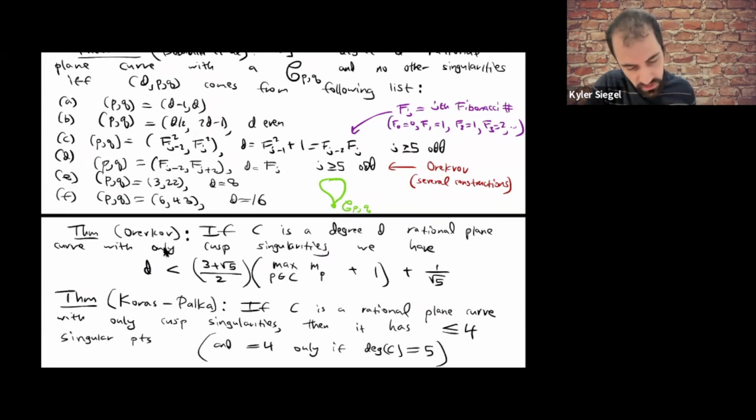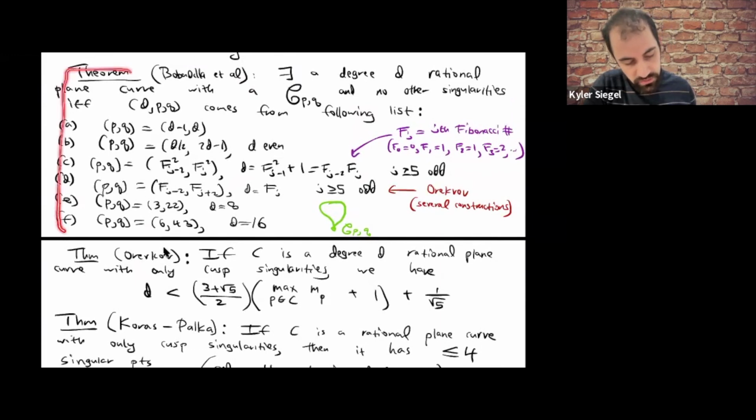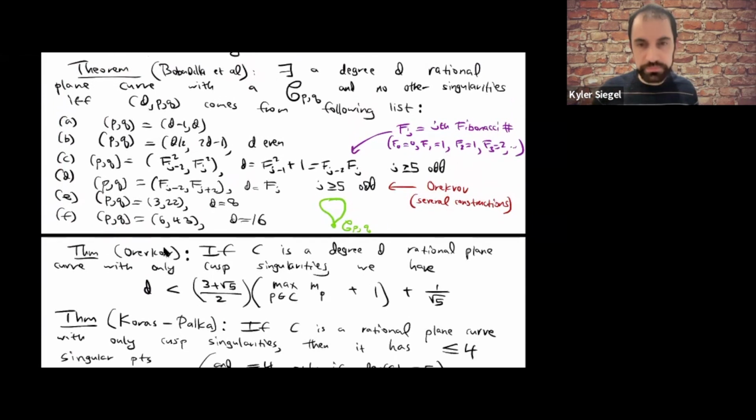Most of these results, for example this classification, assume you have just one cusp. If you have even multiple cusps, I think there's relatively little known about what types of singularities can occur.